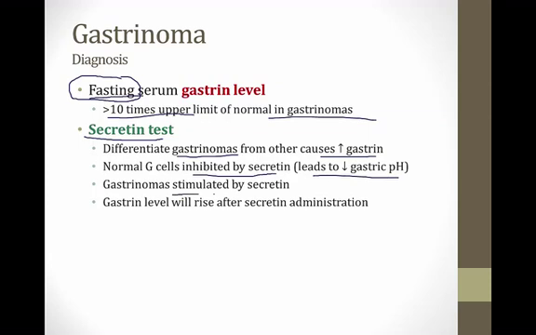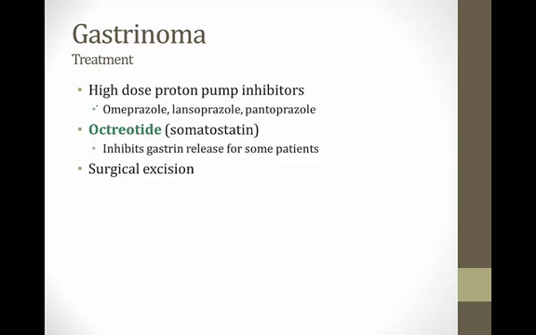They are stimulated by secretin. So if you administer secretin to a patient and the gastrin level rises, that suggests that the patient has a gastrinoma. There are several ways to treat gastrinomas.